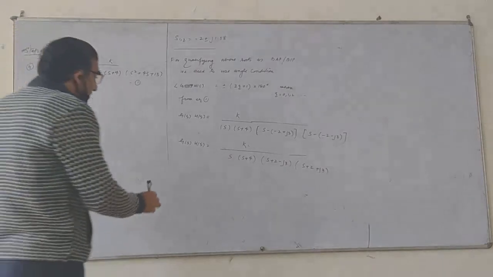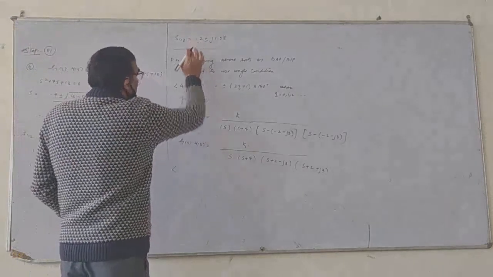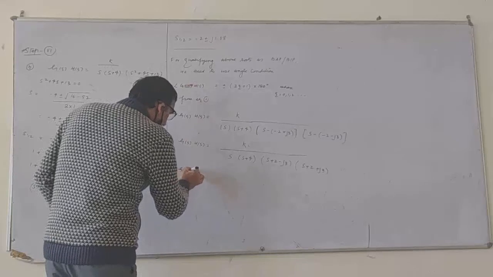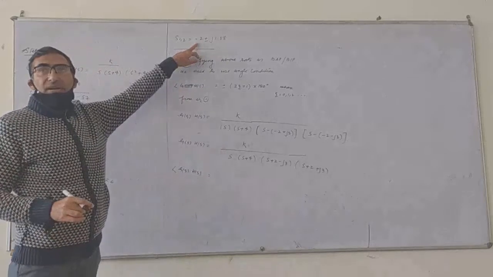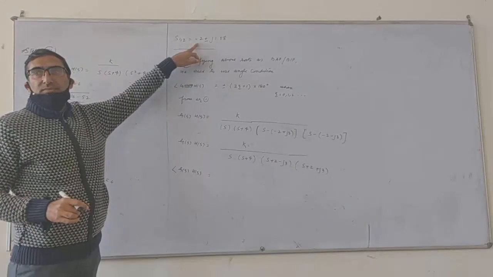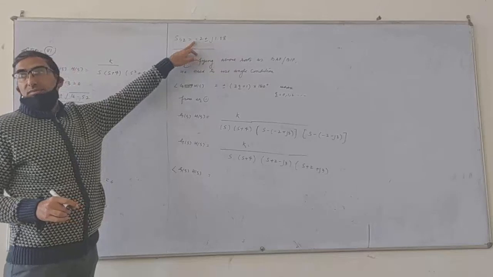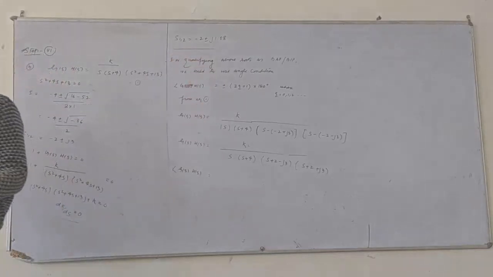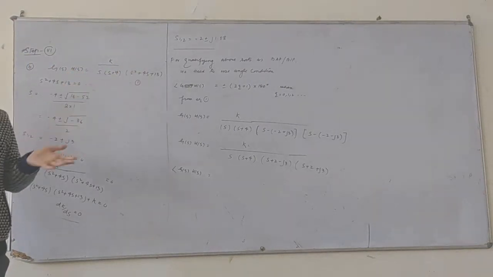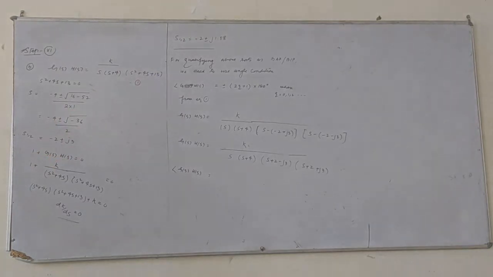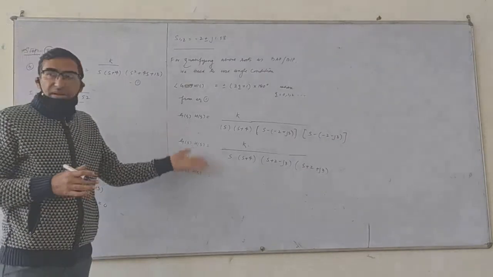Now I have to use the angle condition to validate whether these two are breakaway or break-in points. By the rule, this is a pole, and there is no zero at all. So this has to be a breakaway point, because a breakaway point lies between two consecutive poles. Is it clear? So the analysis is for the breakaway point.